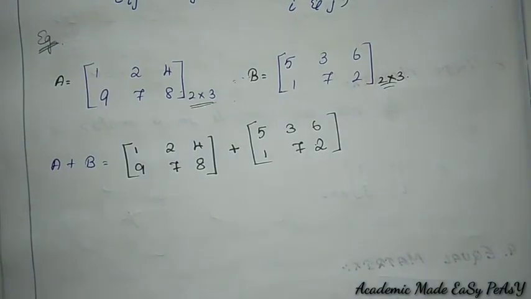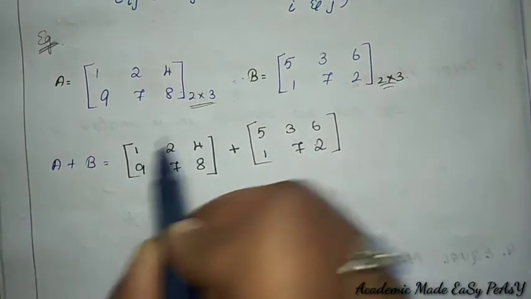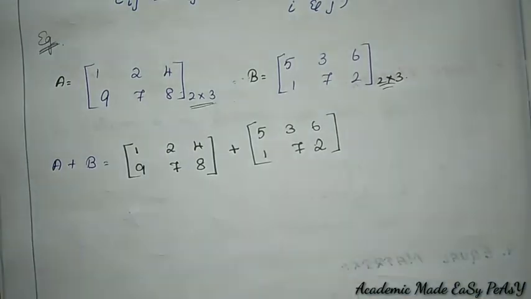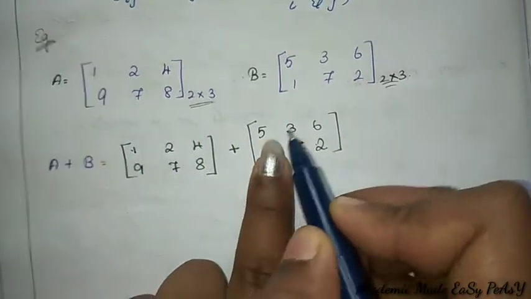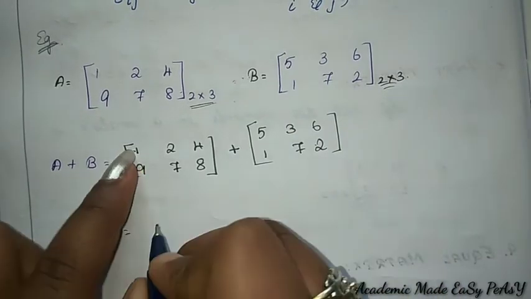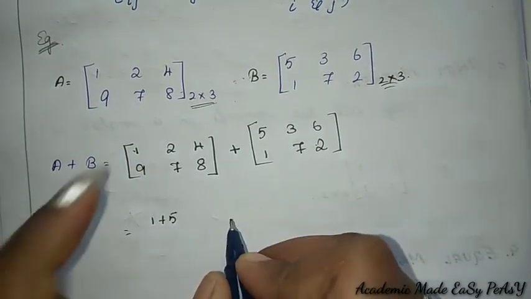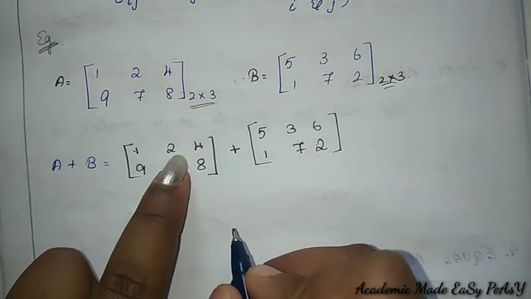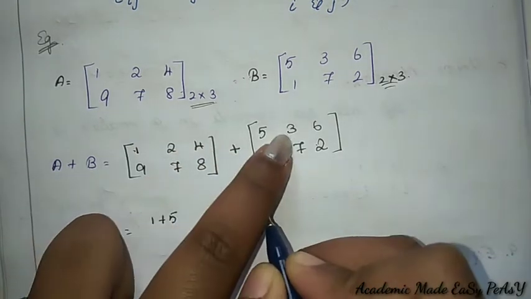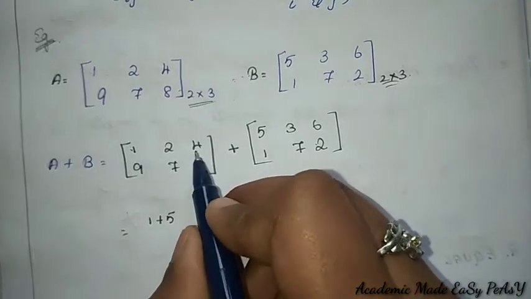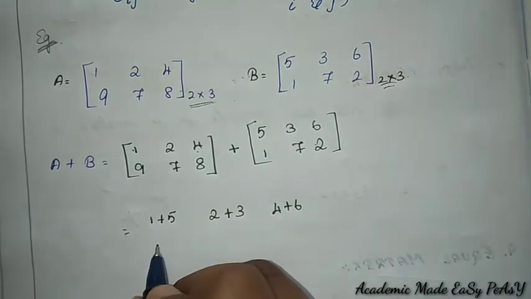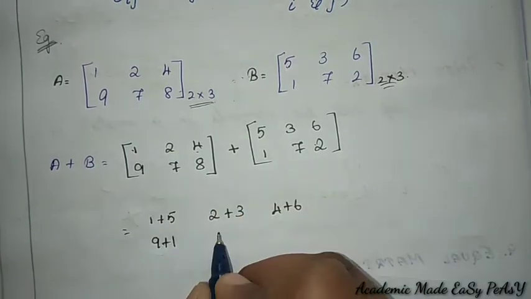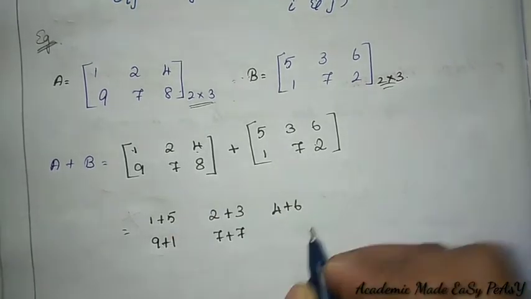Now how will I do the addition? I will be adding the corresponding elements. I have already taught you what corresponding elements are, isn't it? So I will be adding these corresponding elements. Here I have 1 and 5, so I will add those two: 1 plus 5. This will be my c11. Next I will have 2 plus 3. Next I have 4 and 6, so 4 plus 6. Next I have 9 plus 1, 7 plus 7, and 8 plus 2.